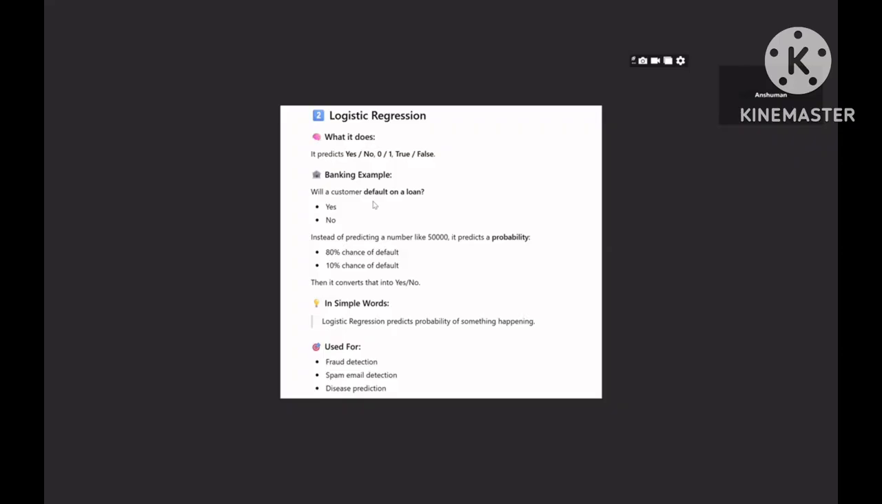What are the examples? Very, very important examples. Will a customer default on a loan? Yes or no. That is point number one. The second question is, can this customer get a loan? That is again yes or no. Is this person diabetic? Yes or no. Those kinds of information you will be getting.